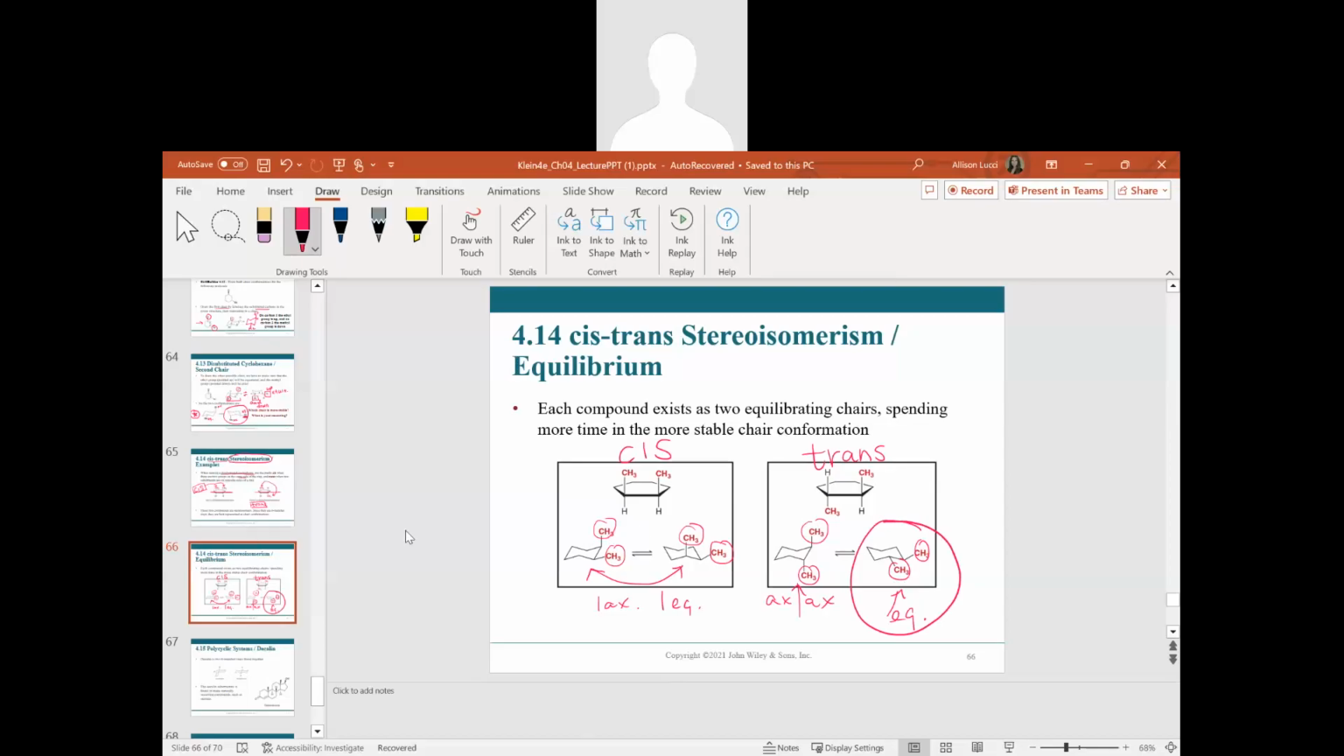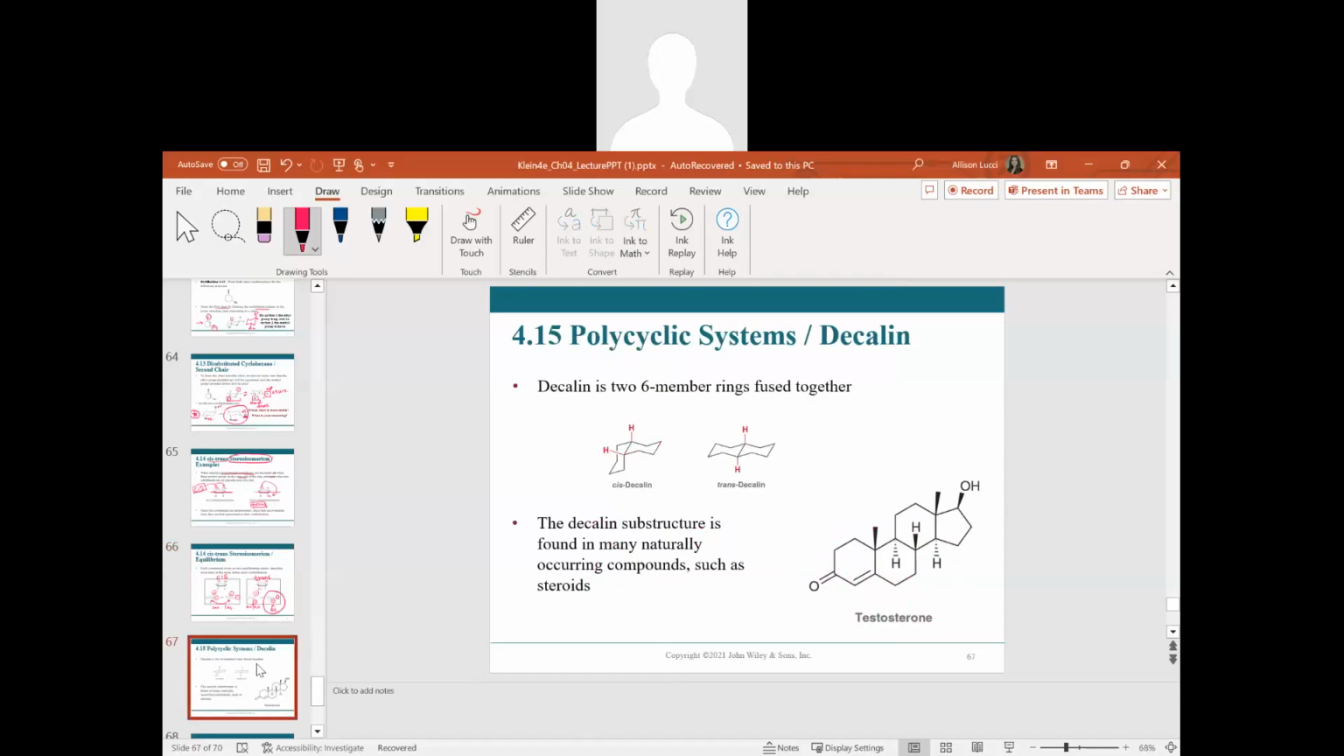So that is everything from chapter 4. You will not be responsible for the details of section 4.15 on exams or quizzes.